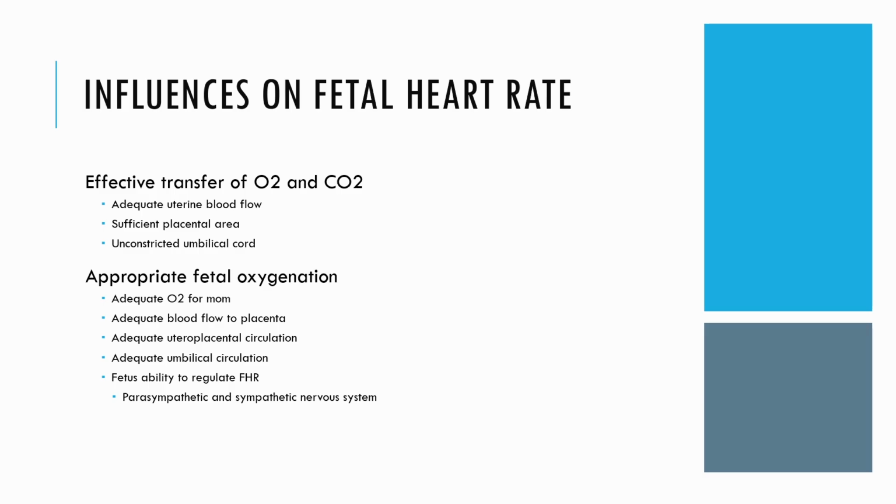Okay. Other things that can influence our fetal heart rate is if we have appropriate fetal oxygenation. This is all affected by mom's oxygenation. So do we have adequate O2 for our mom? Again, adequate blood flow to our placenta. Adequate circulation between the uterus and the placenta. Adequate umbilical circulation. And then also, is the fetus able to regulate its fetal heart rate? So a preemie baby, its parasympathetic and sympathetic nervous system are not developed enough, therefore it can't regulate it. Okay.